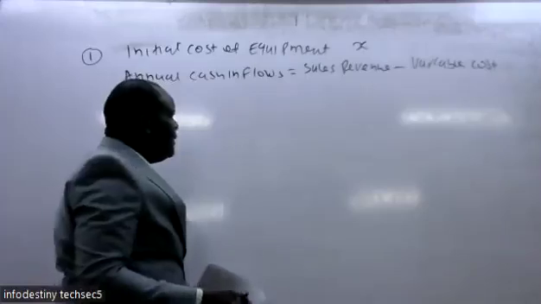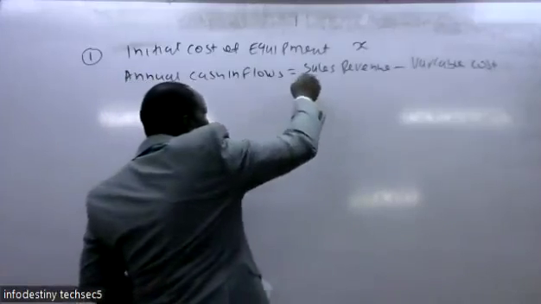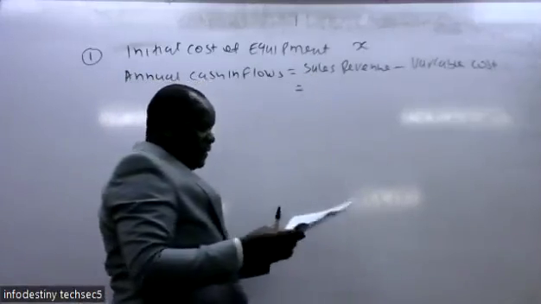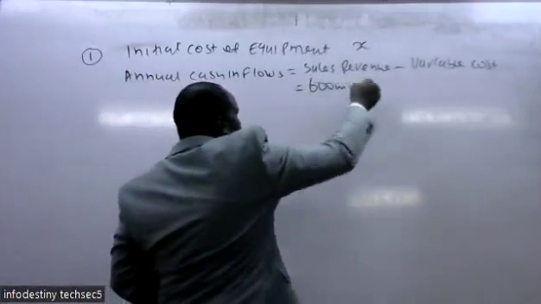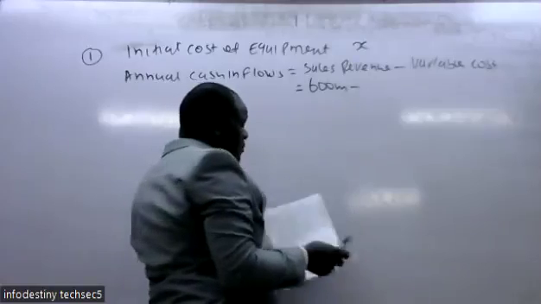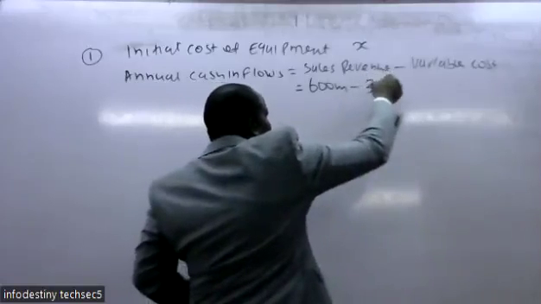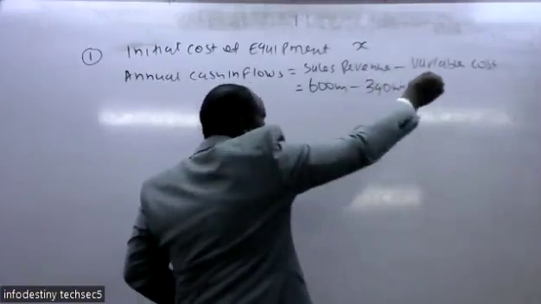So to get the annual cash inflows, we simply take the sales revenue and minus the variable cost. So the sales revenue, the question had given us a figure, which is 600 million. Then the variable cost, we had also been given a figure, which was 390 million, which is going to be how much?